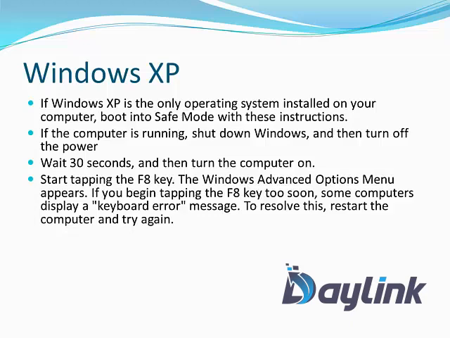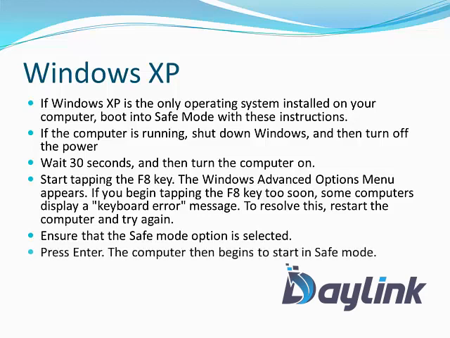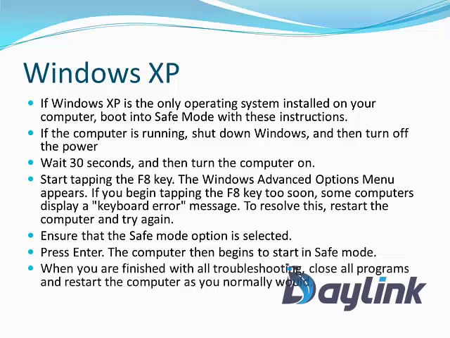The Windows Advanced Options menu appears. If you begin tapping the F8 key too soon, some computers display a keyboard error message. To resolve this, restart the computer and try again. Ensure that the Safe Mode option is selected. Press Enter. The computer then begins to start in safe mode. When you are finished with all your troubleshooting, close all programs and restart the computer as you normally would.